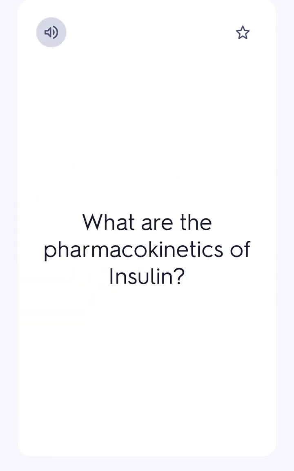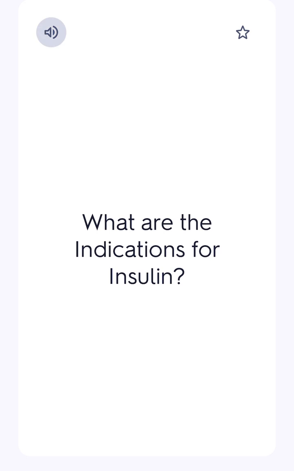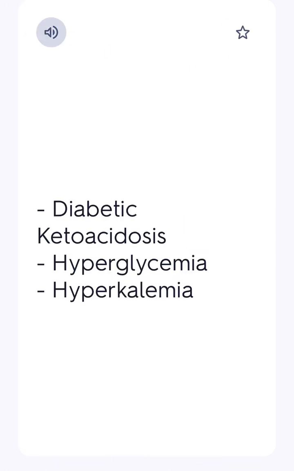What are the pharmacokinetics of insulin? Onset, 30 to 60 minutes. Peak effects, 2 to 3 hours. Duration, 5 to 7 minutes. Half-life, 13 hours. What are the indications for insulin? Diabetic ketoacidosis, hyperglycemia, hyperkalemia.